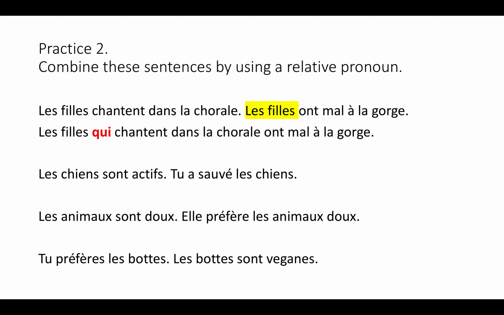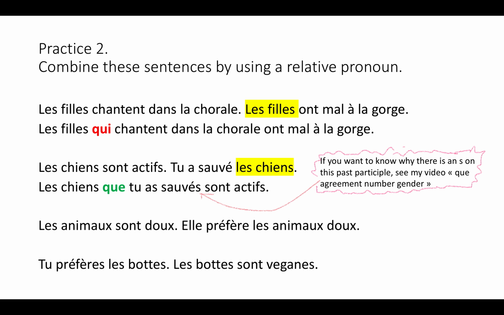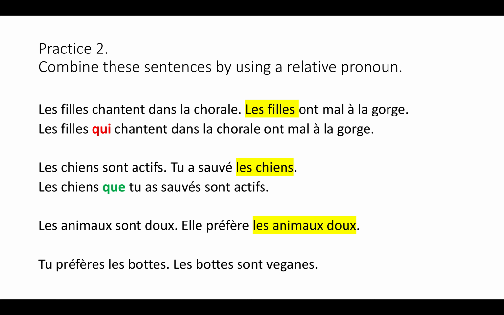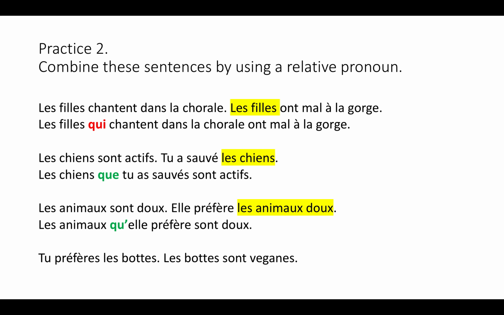Les chiens sont actifs. Tu as sauvé les chiens. The dogs are active. You saved the dogs. Les chiens is the object of that second sentence, so we're going to use que. And les animaux sont doux. Elle préfère les animaux doux. So les animaux doux is the object of the second clause here. So we're going to use, what do you think? Que. And remember, it starts with a vowel or H, so we use QU apostrophe.